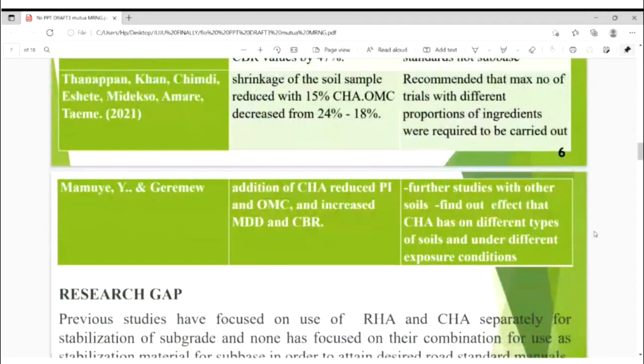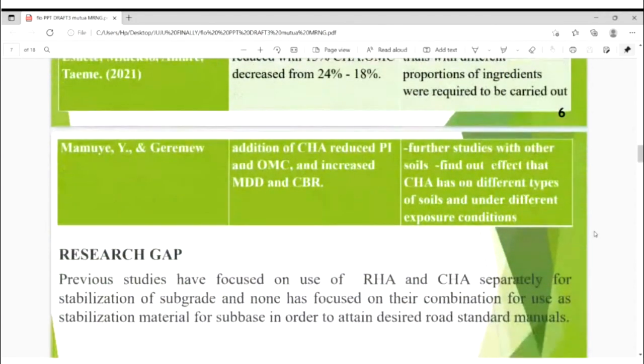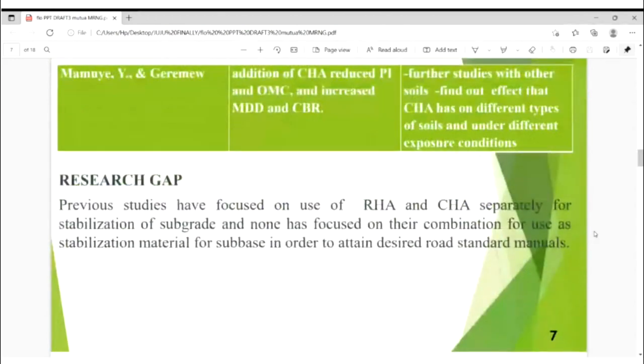Mainly, previous studies have focused on rice husk ash and coffee husk ash used separately for stabilization of subgrade, but none has focused on their combination for use as stabilization material for subbase. Okay, we go to the methodology.